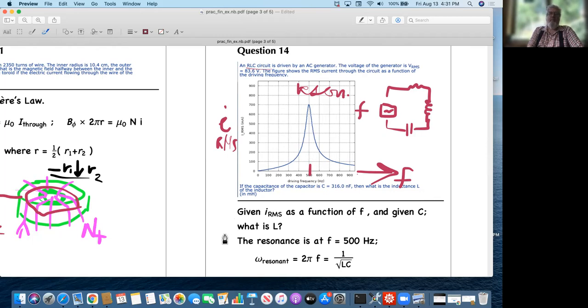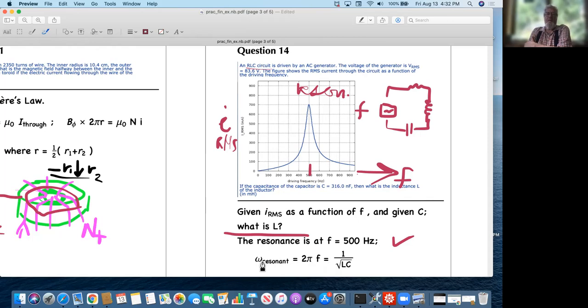Now, what are we supposed to calculate? We're supposed to calculate what is L. It tells you what is C: the capacitor is given as 316 nanofarads. The question is, what's the inductance? We see from the graph that the resonance is at 500 hertz. You probably remember the resonant angular frequency is 1 over the square root of LC. So at resonance, omega is 1 over the square root of LC.